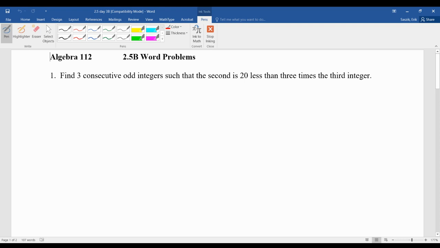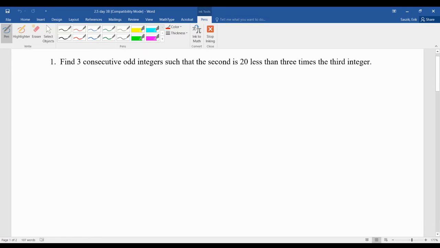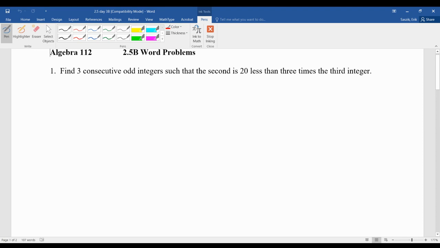Okay, these are some harder problems. They're based on ideas we've done before, but a little bit trickier. Find three consecutive odd integers such that... So three consecutive odd integers. That means the first integer is x. The second integer is, of course, x plus 2, because odd integers are 2 units apart. And then you have x plus 4.